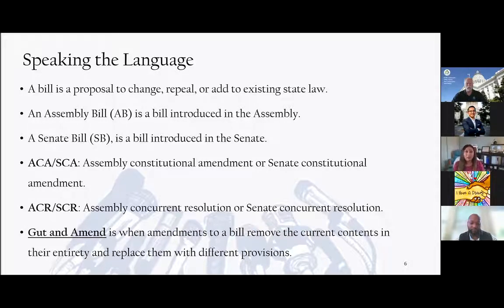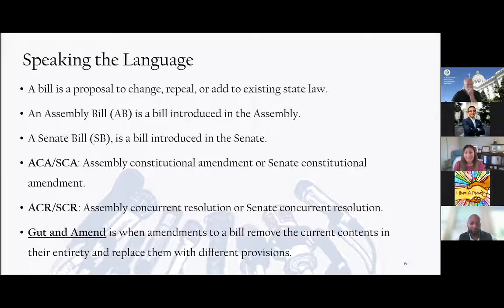The Assembly bill is AB. So when you hear the word AB and then a number, that means it's a piece of legislation introduced by an Assembly member. The Senate bill, SB, means it was introduced in the Senate. There are also other acronyms, but I just wanted to tease out the ones that are much more popular if you think about going down this path.